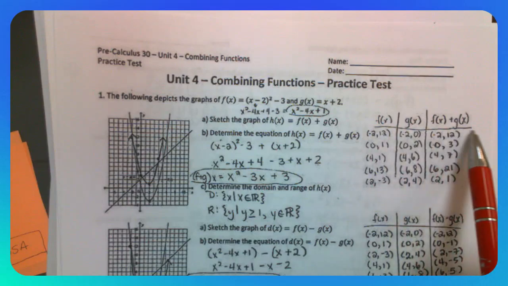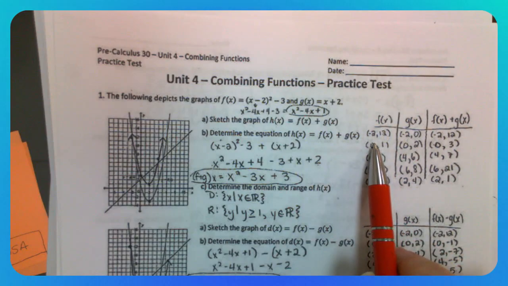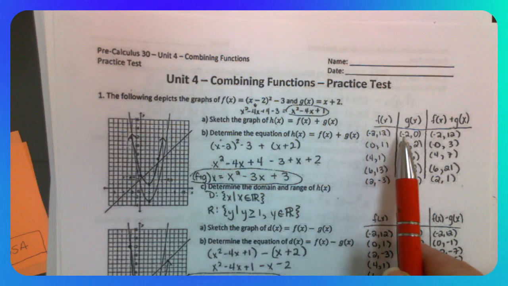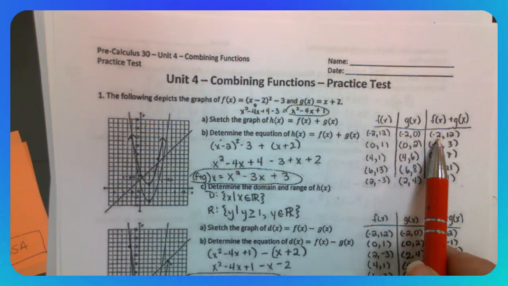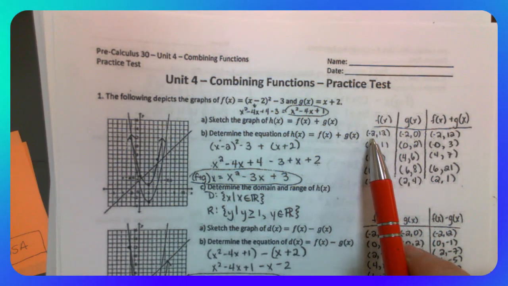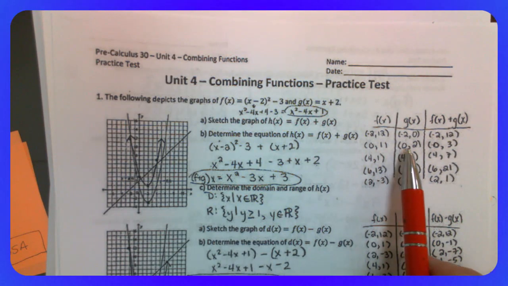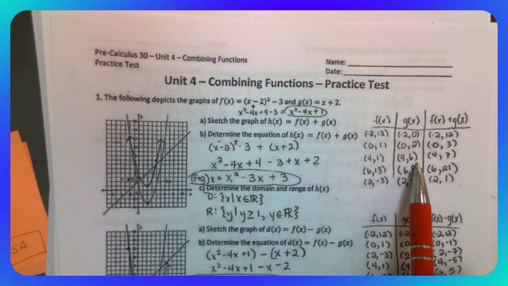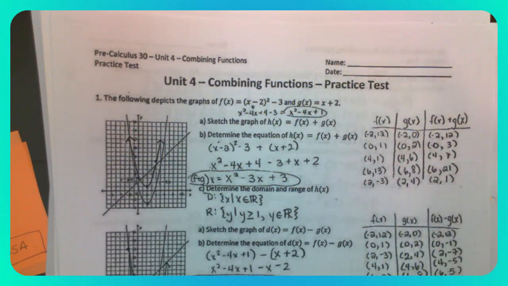So you can make a table, and you can pick some coordinates that are on f of x, and then also are on g of x. Okay, match up the x values, add the y values to find a coordinate for f of x plus g of x, because we're combining with addition. All right, so I picked negative 2, 12, 0, 1. Okay, that matches up with 0, 2, 0, 1, and 0, 2. I picked 4, 1 on f of x. That matches with 4, 6, and 6, 13, 6, 18, 2, negative 3, 2, 4.